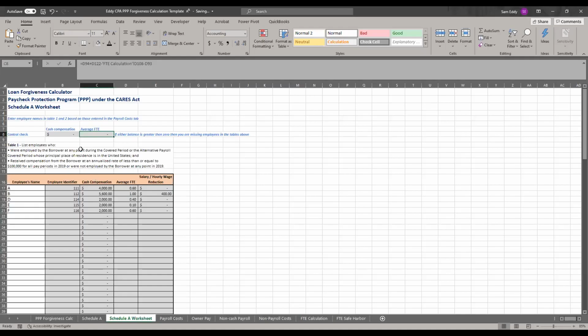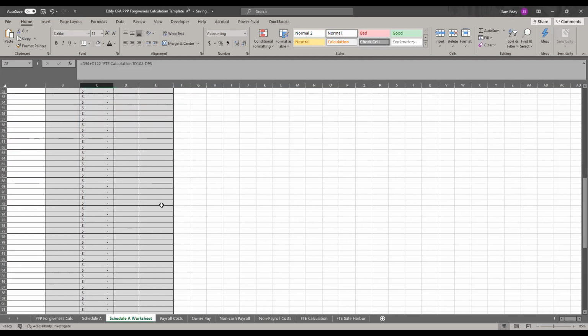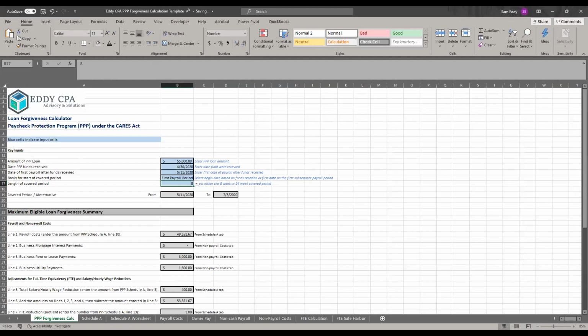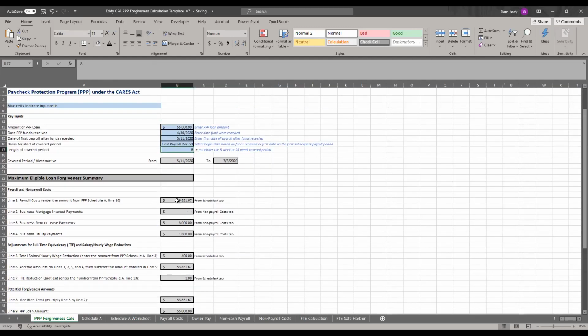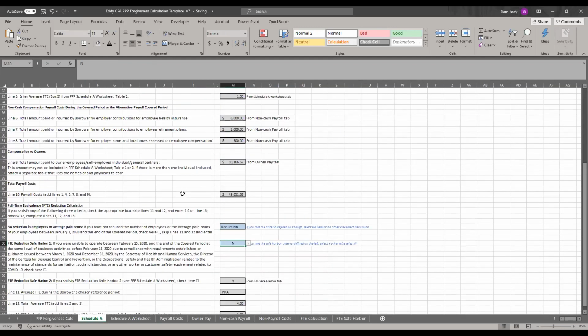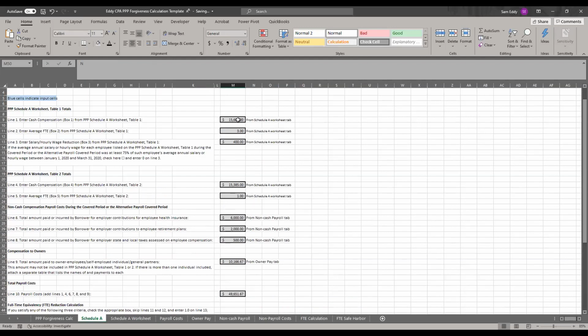Once you've ensured that the control check is complete, then you are finished inputting all your information, and you can now look back at your PPP forgiveness calc and see the end result. For example, here we can see a roll up of our $49,000 in payroll costs, which feeds from our Schedule A, which is a roll up of our cash compensation for our Tab 1 employees, our Tab 2 employees, and then our non-cash compensation amounts and our compensation to owners.